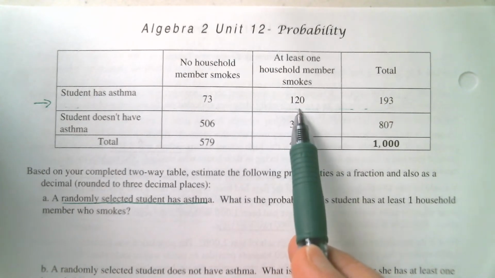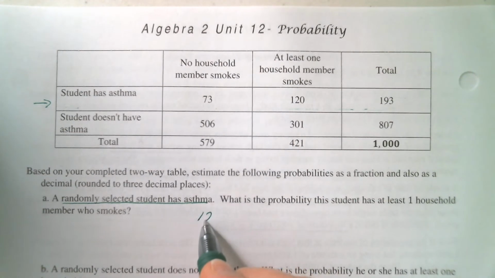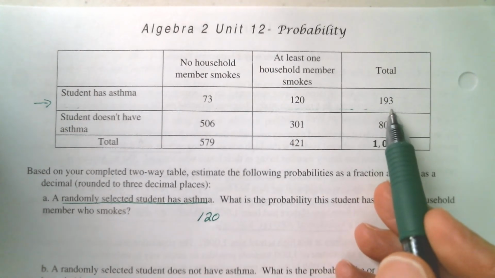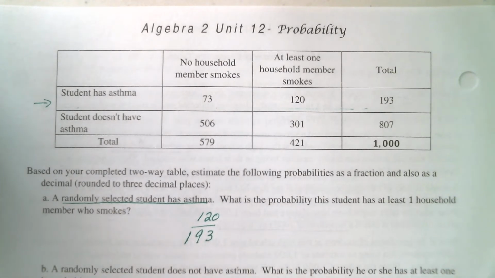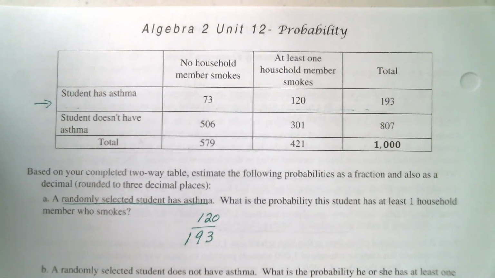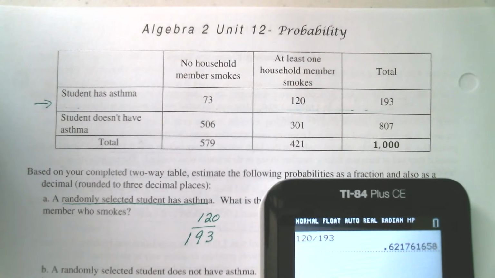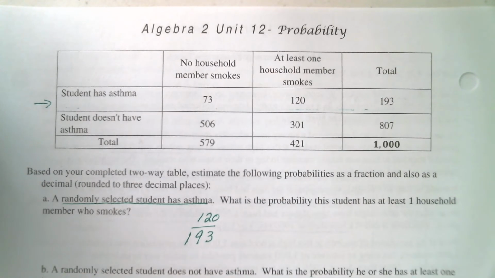It's 120. So it's 120 out of the total that have asthma, 193. So there's our fraction answer. Go to the calculator, and we're rounding to 3 decimal places. 120 divided by 193, 0.623, rather 0.622.